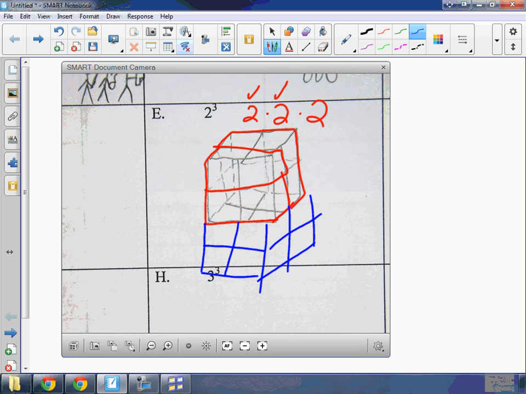And then how would I do 2 to the 5th? I'd copy all of this and maybe put it to the right. And how would I do 2 to the 6th? Copy all of that and put it perhaps at the back. Okay? Good?